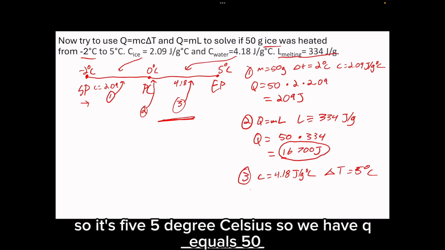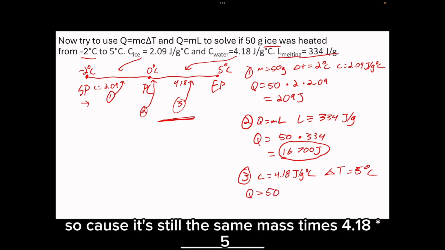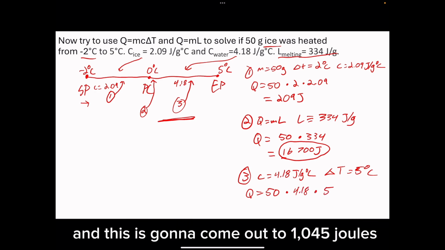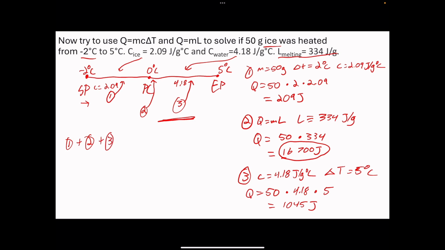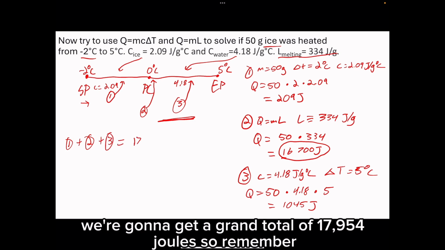So we have Q equals 50, because it's still the same mass, times 4.18 times 5. And this is going to come out to 1,045 joules. So if we add 1 plus 2 plus 3 together, we're going to get a grand total of 17,954 joules.